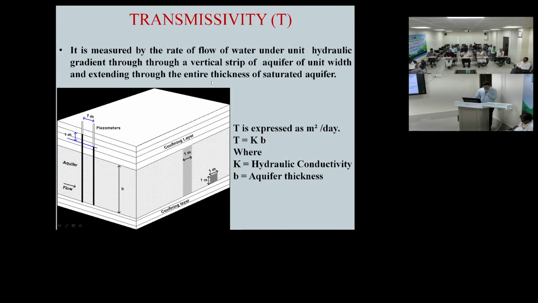Now, transmissivity is measured by the rate of flow of water under unit hydraulic gradient through a vertical strip of aquifer of unit width, extending the entire saturated thickness of the aquifer. So we consider the hydraulic conductivity through the unit saturated thickness. T equals Kb, meaning hydraulic conductivity multiplied by the saturated thickness of the aquifer. It is called transmissivity.